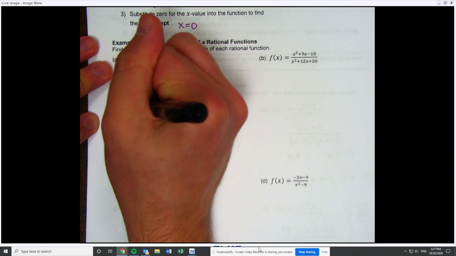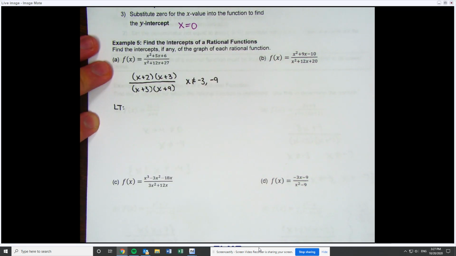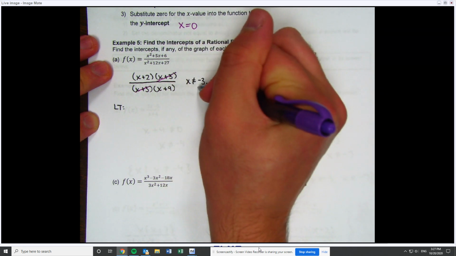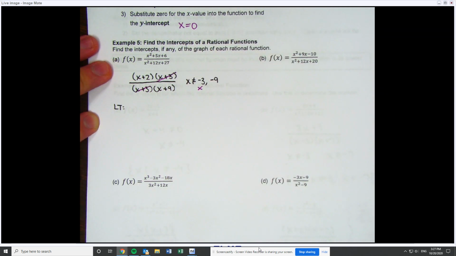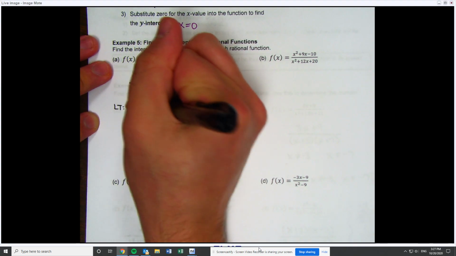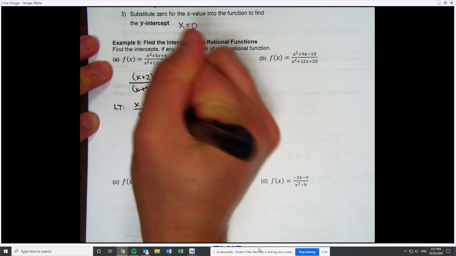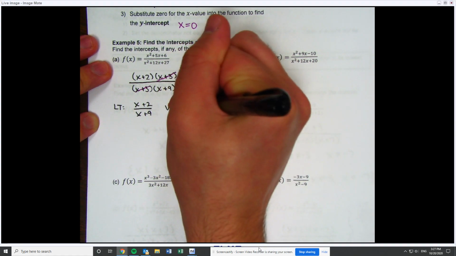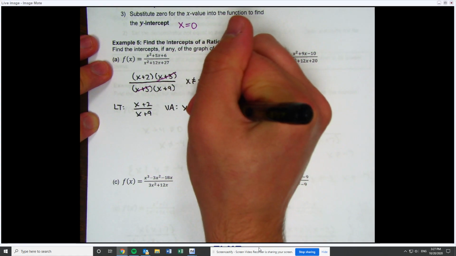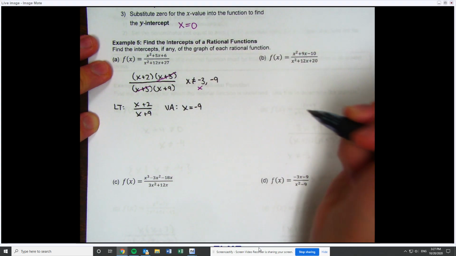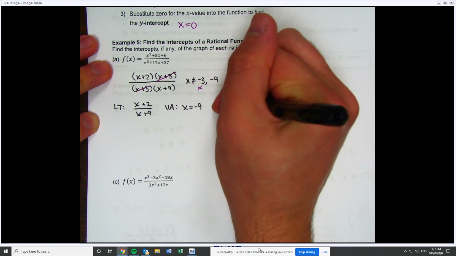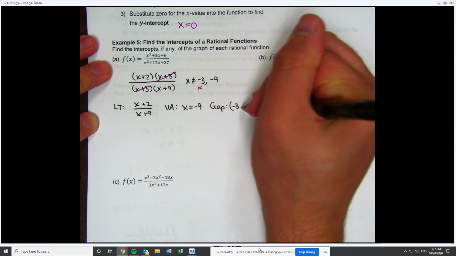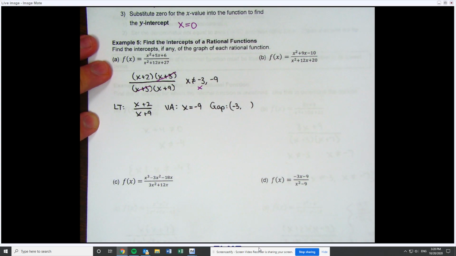Writing our function in lowest terms, I see that we can remove x plus 3, so that means the negative 3 gets removed. So my lowest term, x plus 2 divided by x plus 9. My vertical asymptote, I get x equals negative 9. And just to go ahead and keep it in our brain, we're not going to do all of it, the gap right here, the x value is negative 3. Got it.